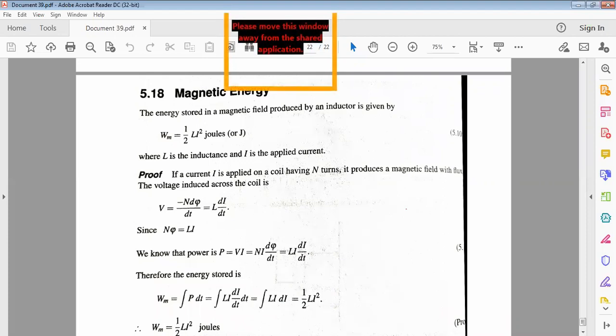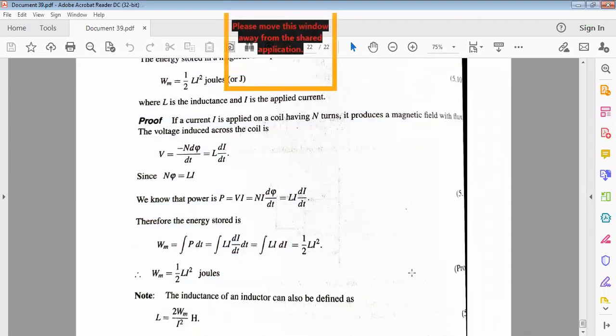So the magnetic energy stored Wm equals the integral of P dt, which equals the integral of L i di by dt dt. The dt cancels, leaving the integral of L i di, which means simply L I square by 2. So Wm equals half L I square joules. This is the energy stored in an inductor.